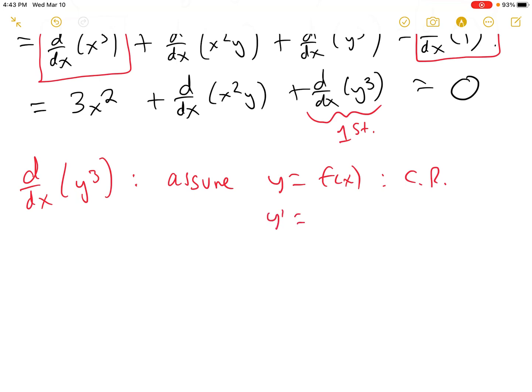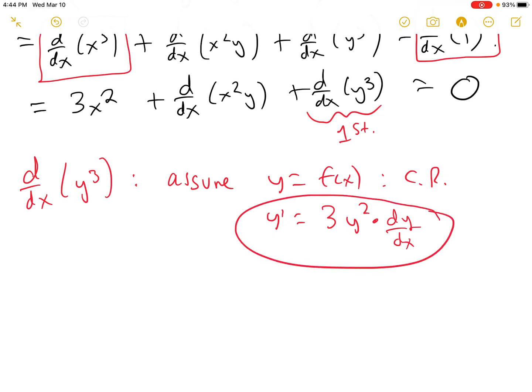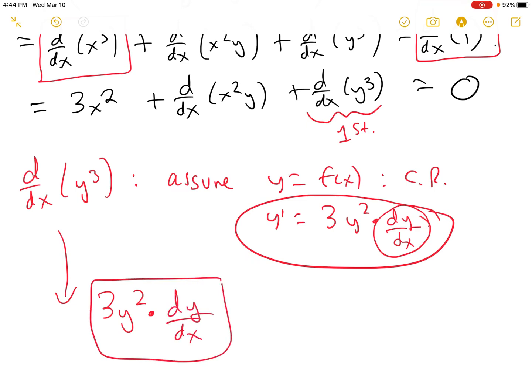So y prime is going to be 3y squared times dy dx. We did the outside, and then we did the inside. And again, we just don't know what the inside is, so we're calling the derivative of the inside dy dx. So this becomes 3y squared times dy dx. You really need to let that marinate for a second. In layman's terms, what you do is pretend the y is an x and differentiate it and then slap on a y prime.